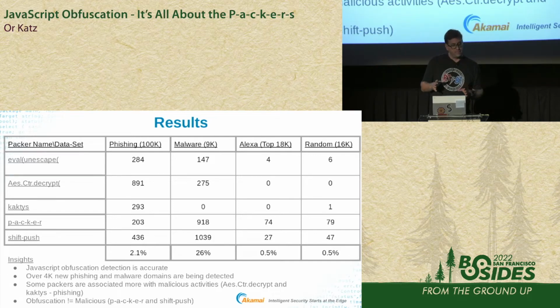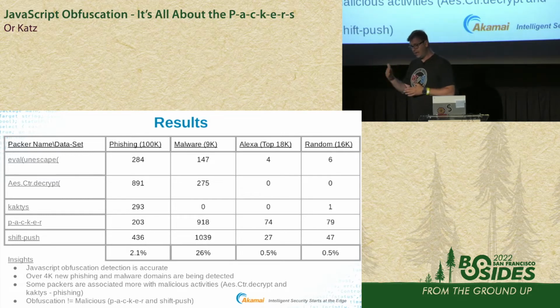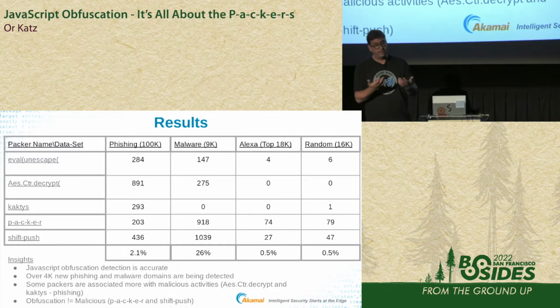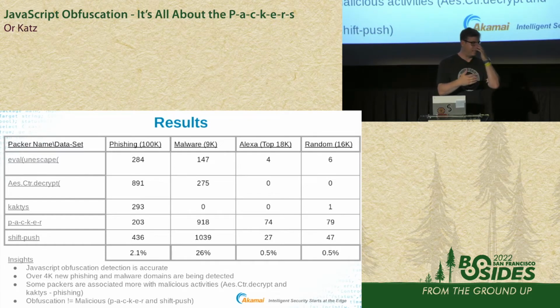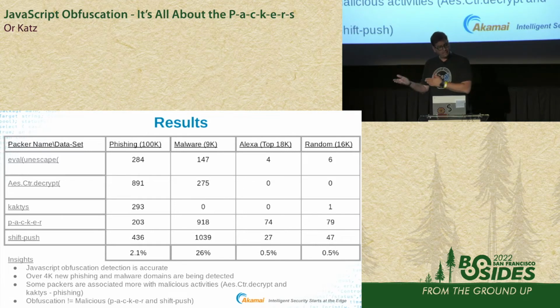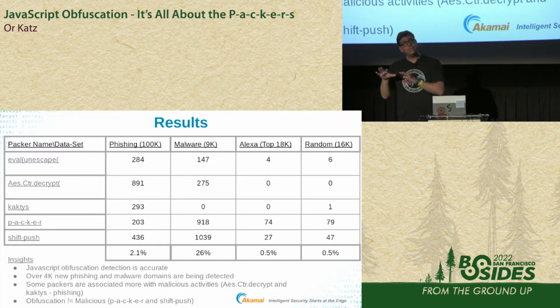So, a summary of what we have seen so far. We are seeing that JavaScript obfuscation detection is accurate, right? I created a technique and it works and I have really good results, which is a good start. Using that technique, I'm actually having over 4K new detections of malware and phishing pages. And as a result of my objective, which was to increase detection, to be able to detect all kinds of obfuscated attacks that in most cases will evade traditional detection mechanisms, I have a nice outcome.